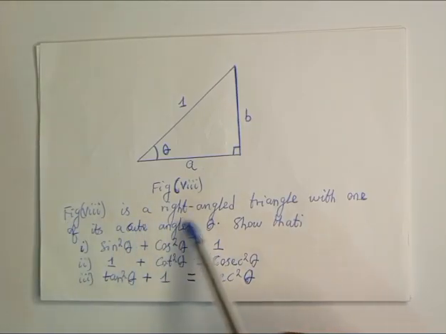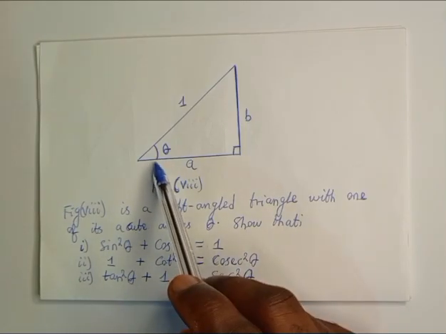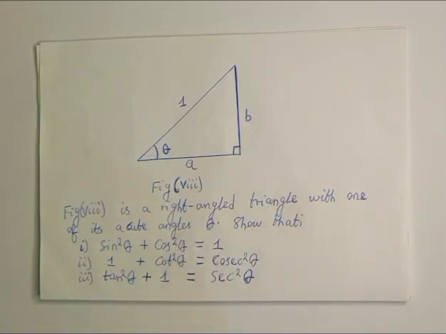Figure 8 is a right angle triangle with one of its acute angles, theta. This is the angle theta. Remember, acute angles are angles that lie between 0 degrees and 90 degrees.